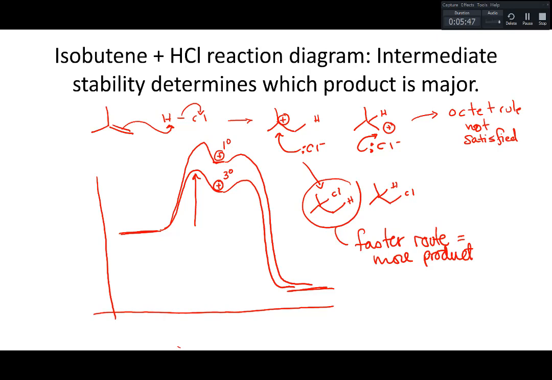The products are similar in energy, but the pathways to them are very different in energy, and so the lower energy pathway produces more of the product.